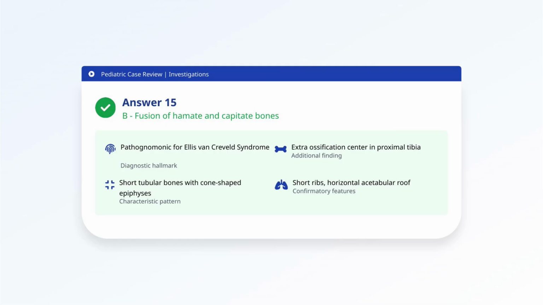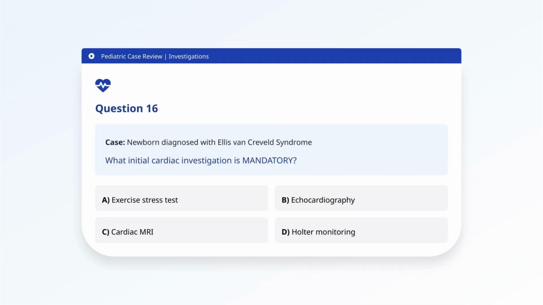Additional radiographic features include an extra ossification center in the proximal tibia, short tubular bones with cone-shaped epiphyses, short ribs, and horizontal acetabular roof. These findings confirm the diagnosis. A newborn is diagnosed with Ellis Van Creveld syndrome. What initial cardiac investigation is mandatory for all affected individuals?